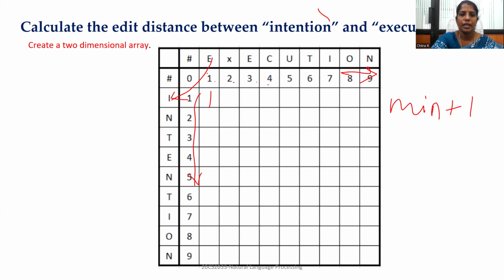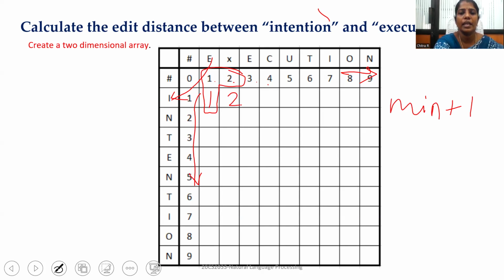In the same manner, X and I. First fill all the row values. X and I. When you compare these two values, both are different. That means you are performing a replacement. So find the minimum value over here. The minimum value over here is 1. 1 plus 1 is equal to 2.